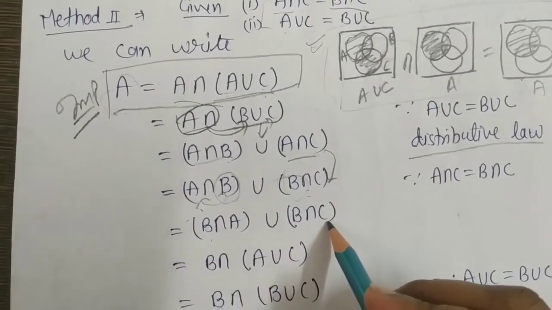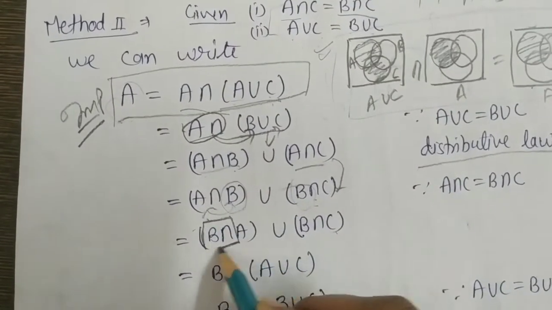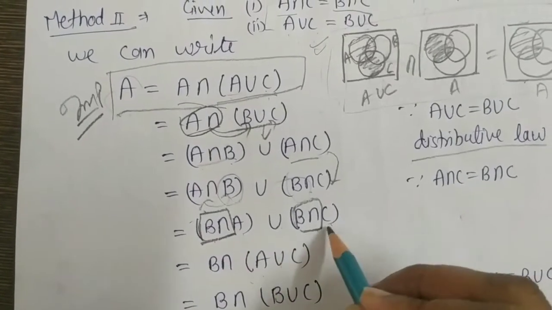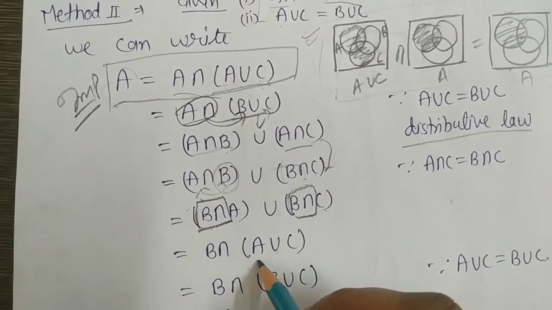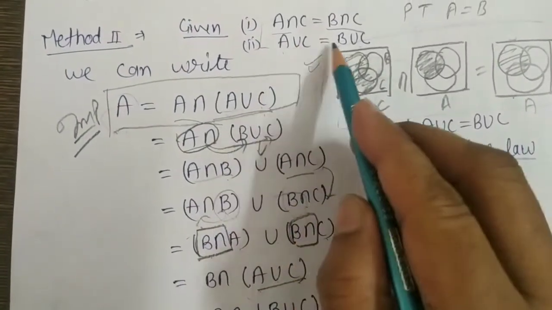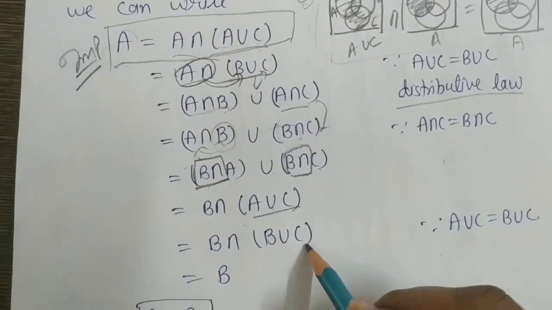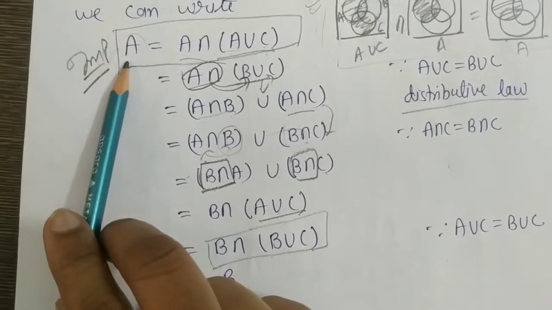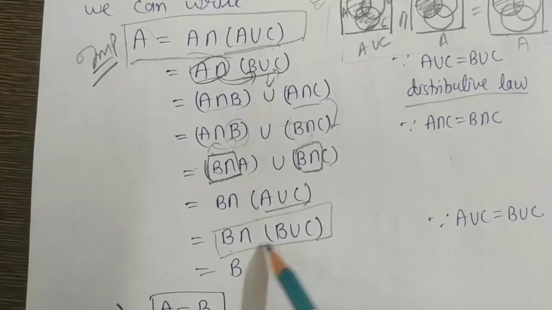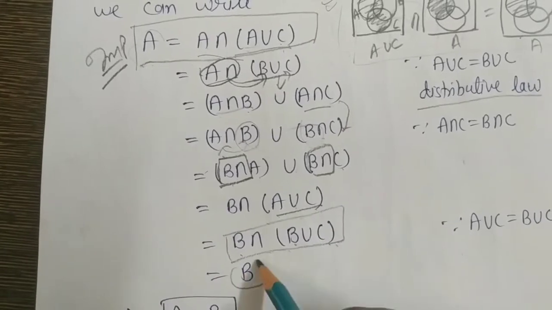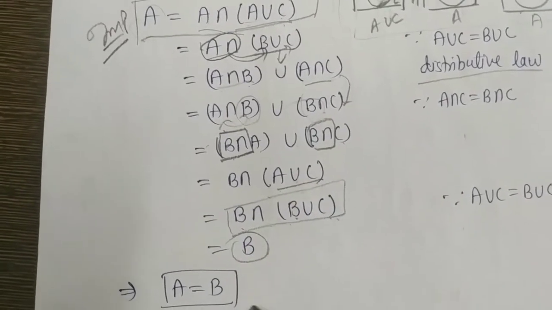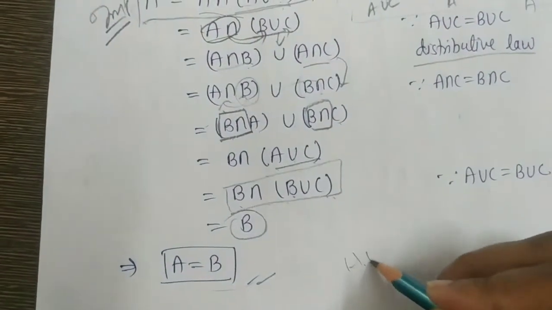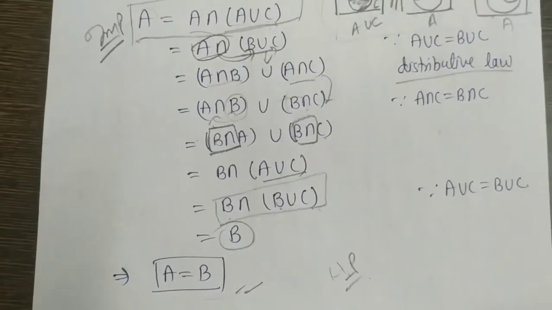union B intersection C. Taking B common, I get A union C. And for A union C, again we have B union C. At the last, again we reach the property as we have written for A. B intersection B union C, it means B itself. Here we come that A equals B. Hence the problem is proved.